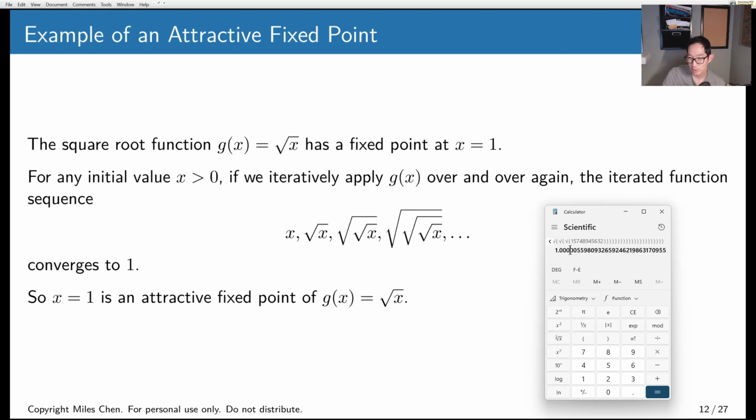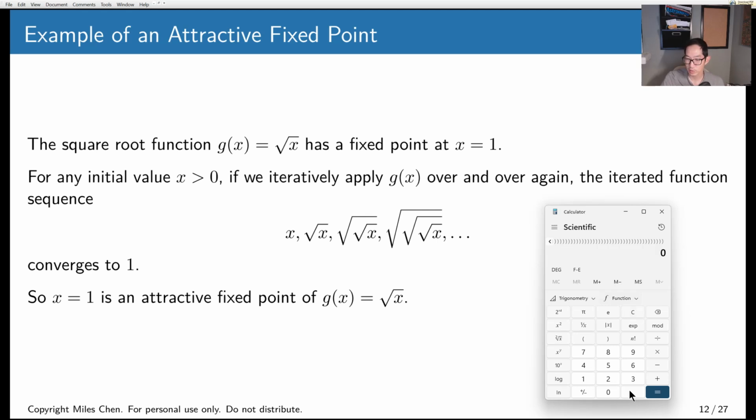Now I have 1.000055, and if I keep taking the square root, this gets closer and closer to 1. You can imagine that as we continue to take the square root, indeed it will converge to 1. So we have an attractive fixed point of 1.